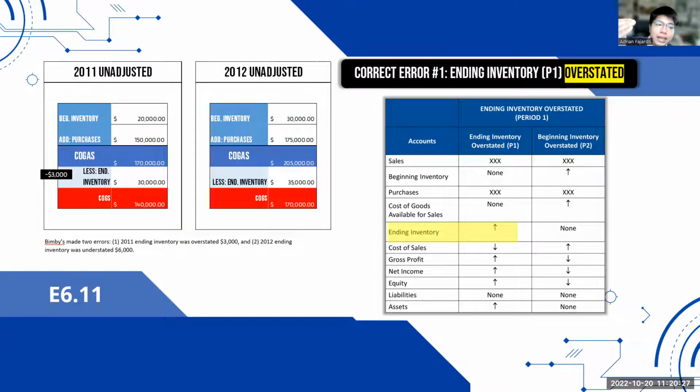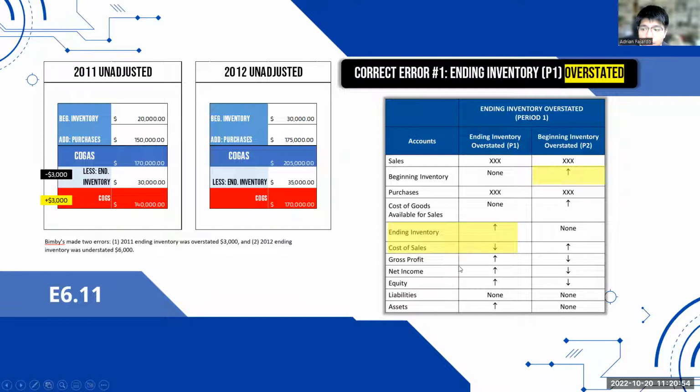it's overstated by 3,000. So looking at it from another perspective, sinabi ko sa inyo, ang tamang ending inventory in period 1 is 27,000. Pero ang nakalagay 30,000. So the error is overstated siya ng 3,000, right? So kindly take note, wag malito, right? So now, we have cost of sales na understated. So pag understated, we add back 3,000 to COGS. So dedire-diretsuhin ko na siya.